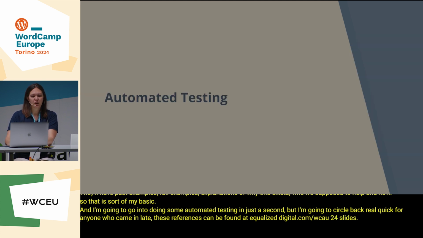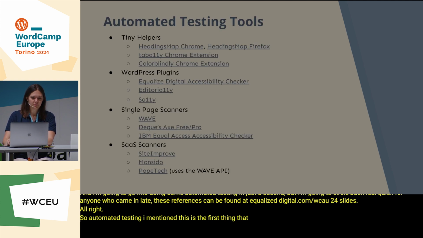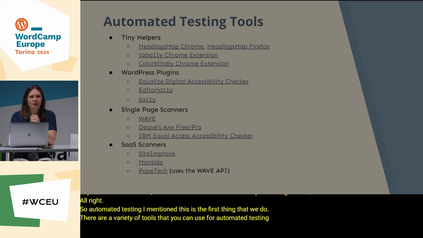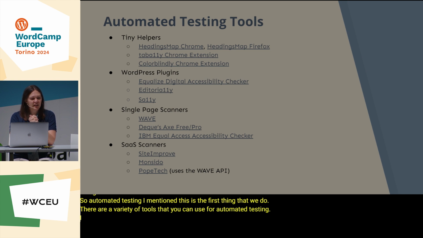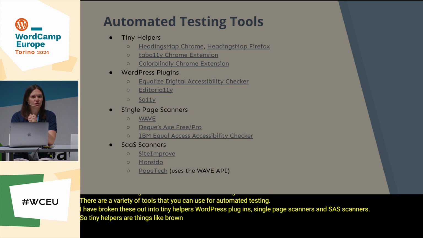All right, so automated testing. I mentioned this is the first thing that we do. There are a variety of tools that you can use for automated testing. I have broken these out into tiny helpers, WordPress plugins, single page scanners, and SaaS scanners. So tiny helpers are things like browser extensions that do one very specific thing, and I'll show you a couple of these in just a minute.